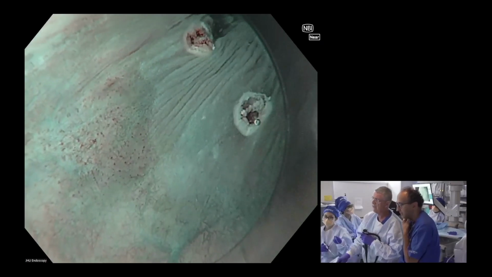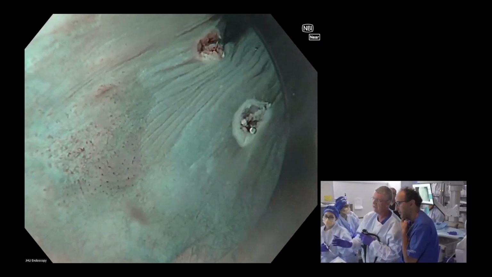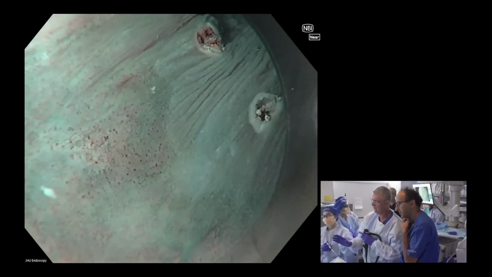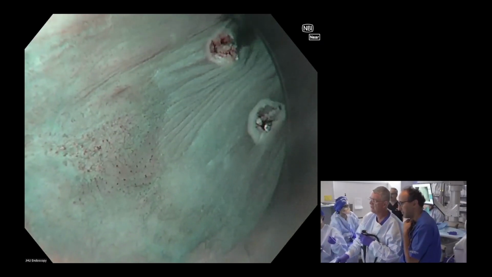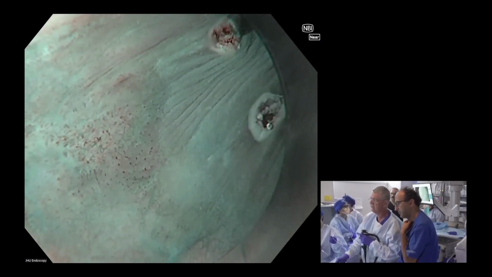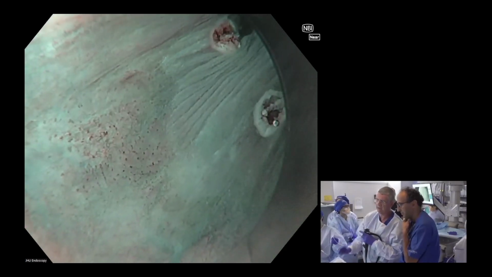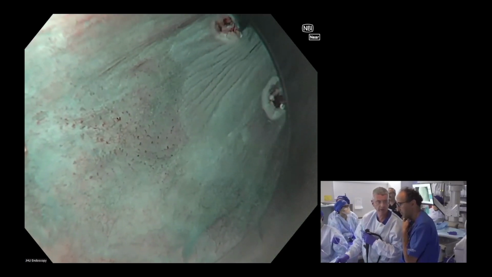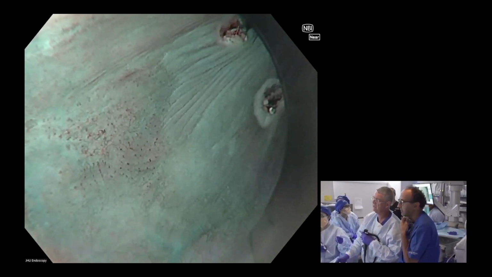With NBI, the squamous neoplasia is seen as a brownish area because of the diffusion of hemoglobin in the epithelium. And also you have those IPCLs that can be slightly irregular, and I think you may agree that some of the IPCLs in the middle are slightly irregular, so I would consider these, following the Japanese classifications, as B1.